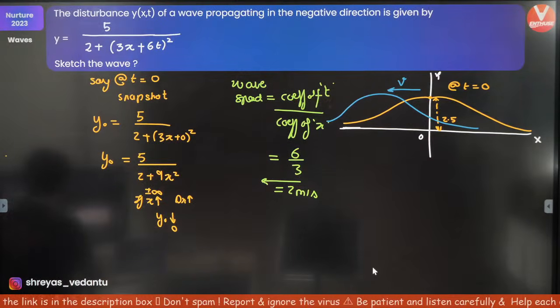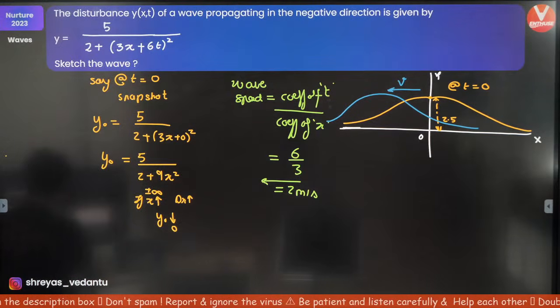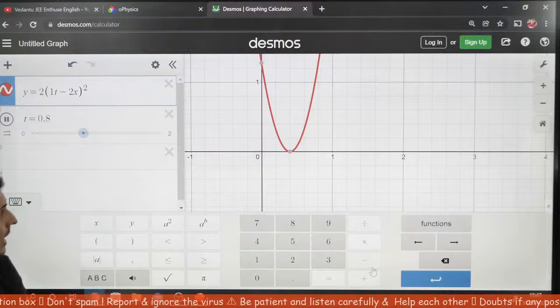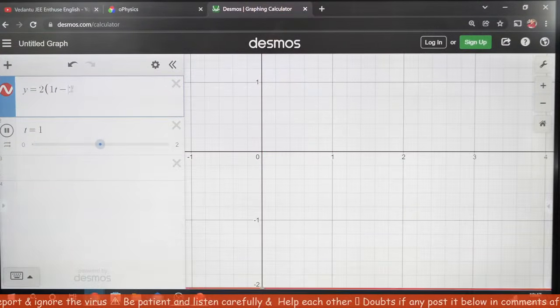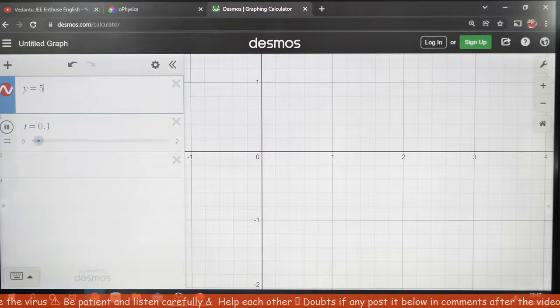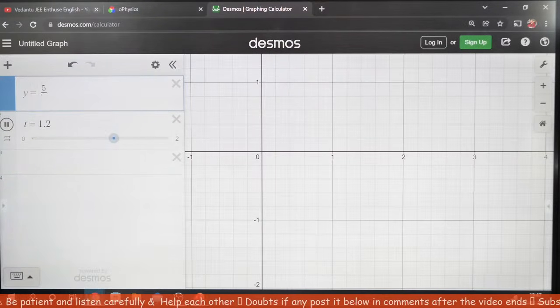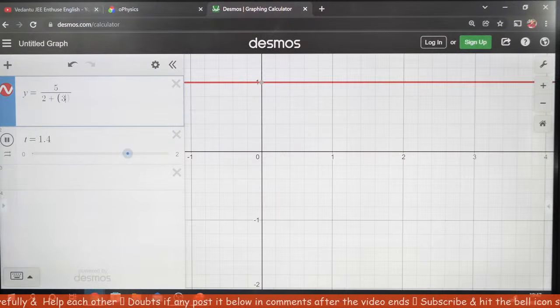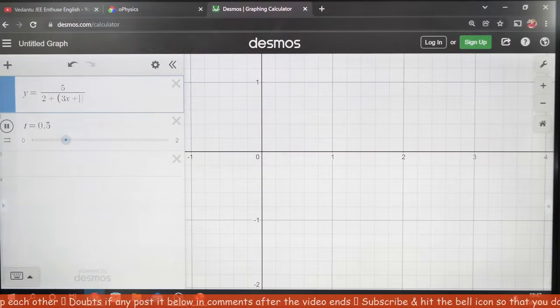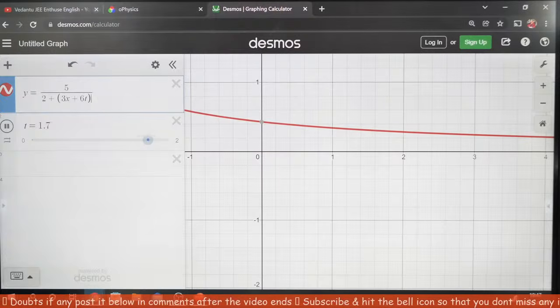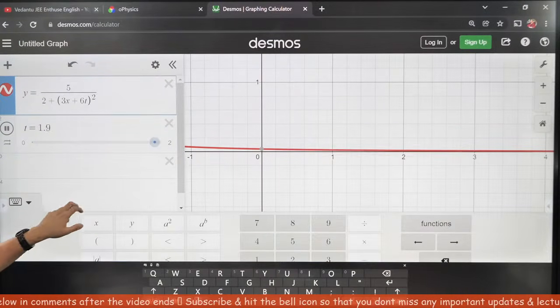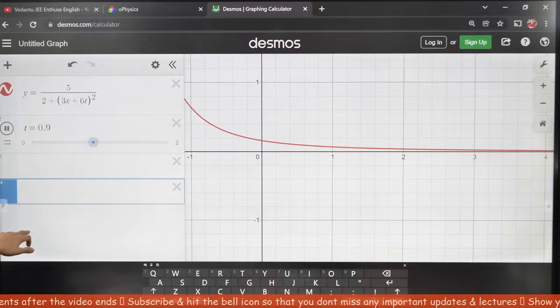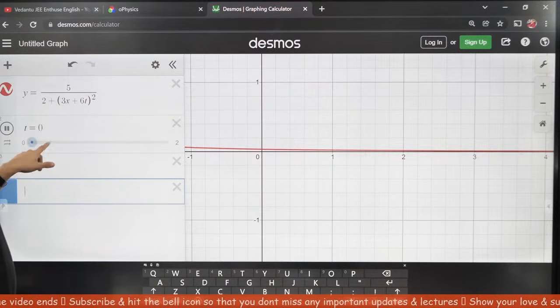Okay, there we go. Let's try this out on Desmos. Let's see how it looks. This is still going, but I don't want this. I want our graph, which was 5 divided by 2 plus 3x plus 6t, and there was a square over there. So I'll just put a square term right over here and see how it looks. Okay, perfecto.